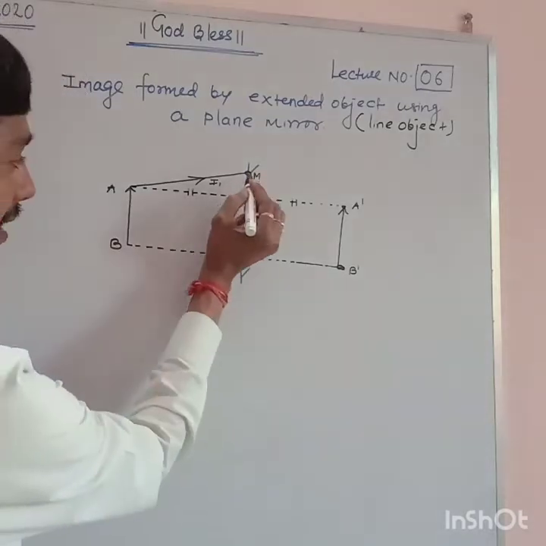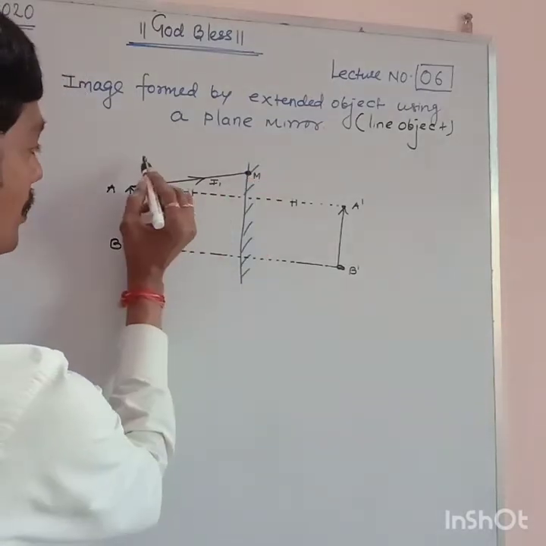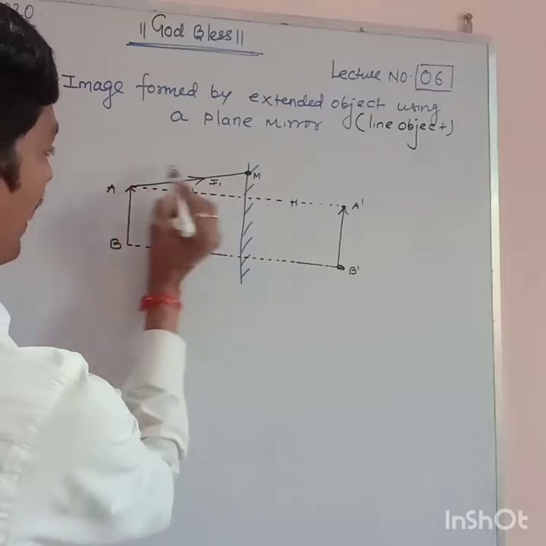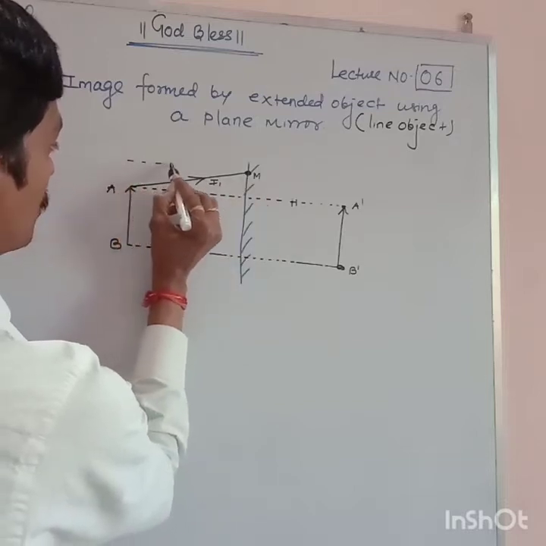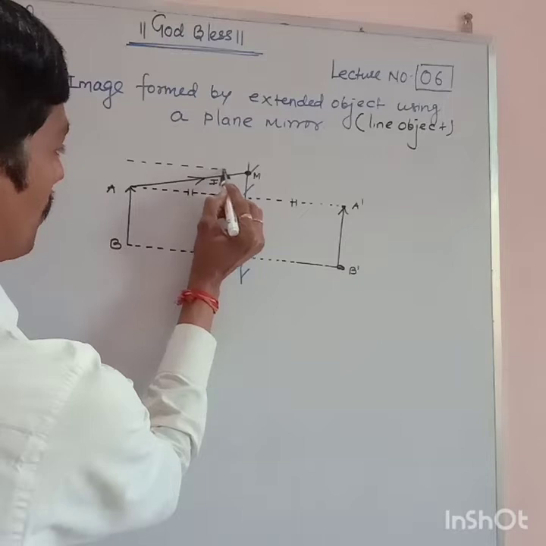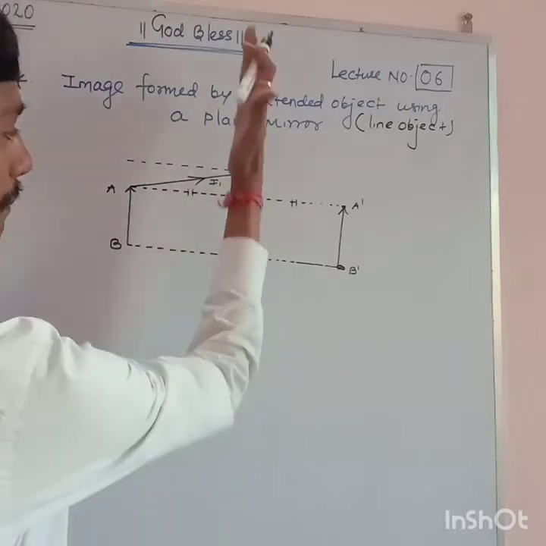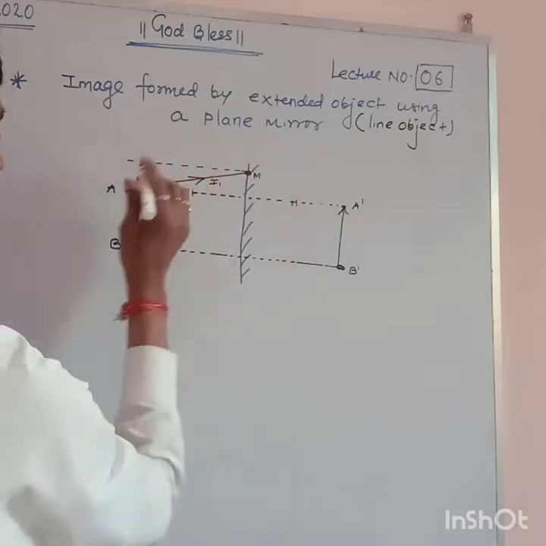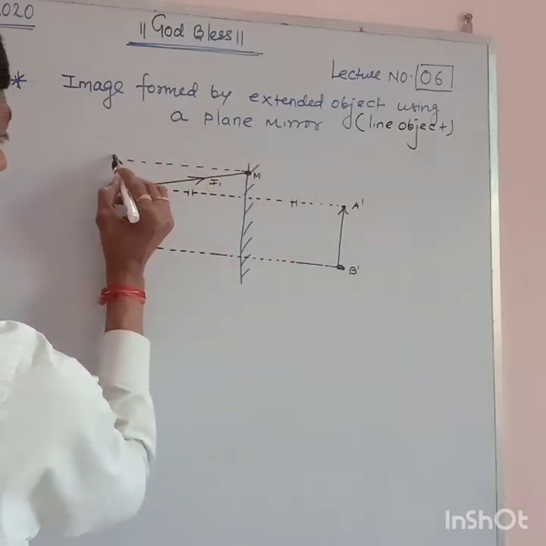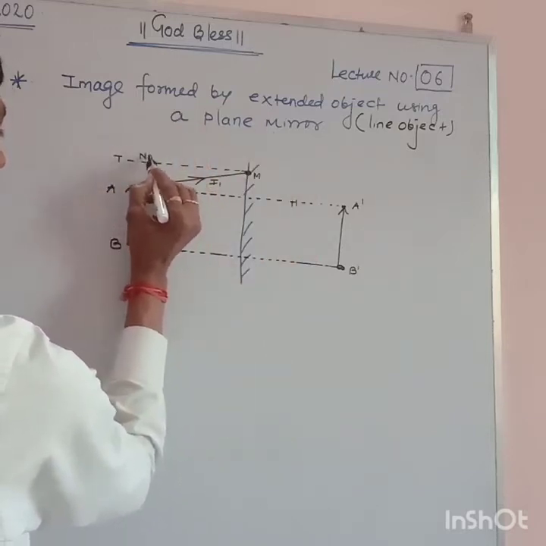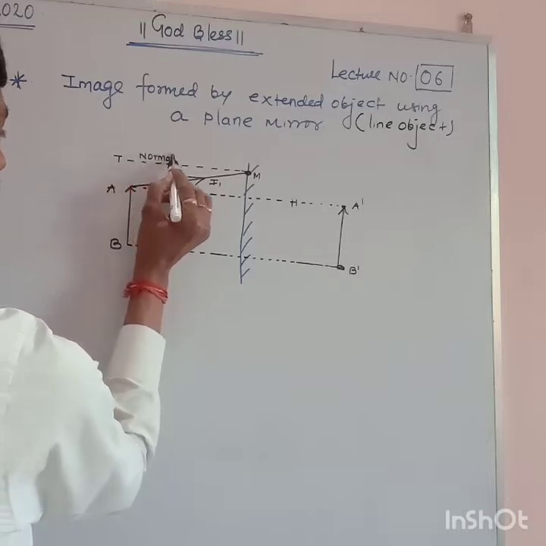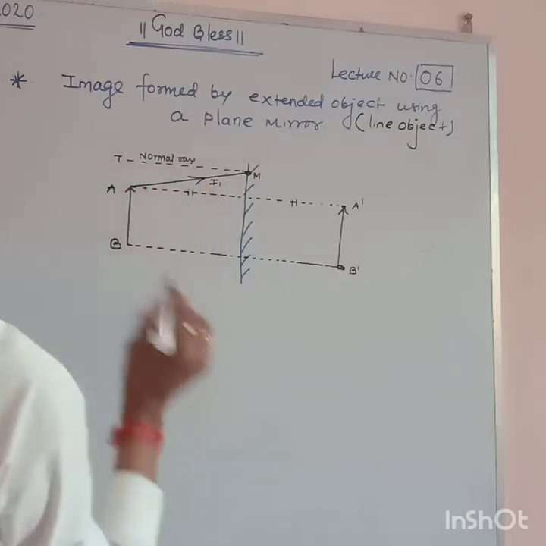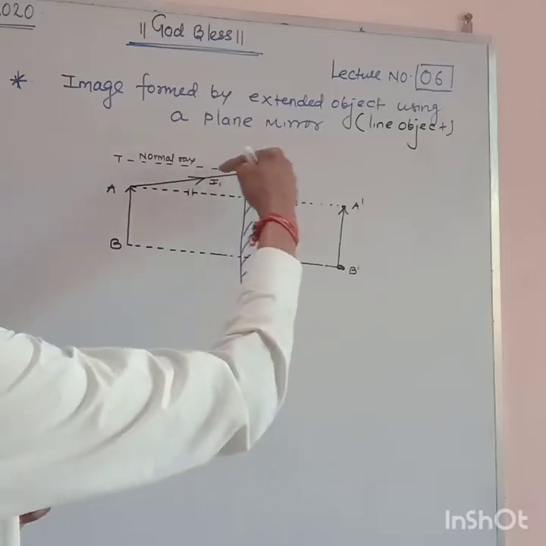Now, this is incident at point M. So, let us draw the normal at point M. I have drawn the normal. You know normal is nothing but perpendicular. So, if the mirror is like this, the perpendicular is like this. This is the normal. I have given the name of the normal as MT, and say this is a normal ray. This is the incident ray, this is the normal ray.